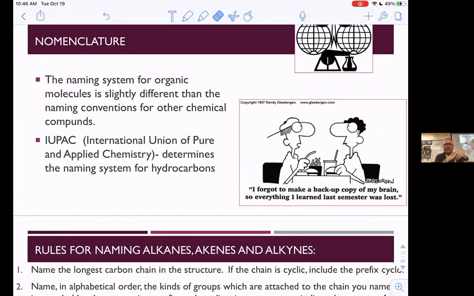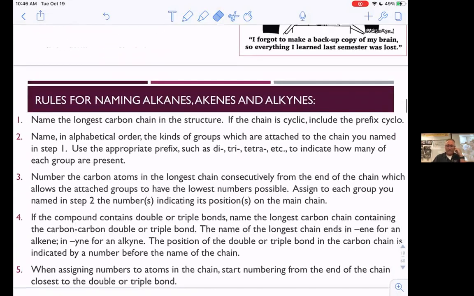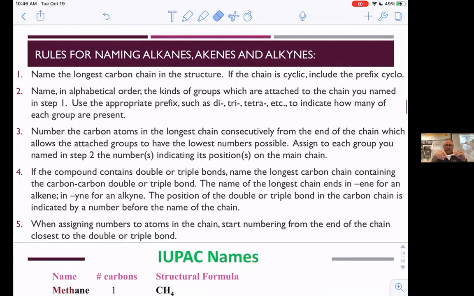Okay, so the nomenclature for this, the way to name these, is International Union of Pure and Applied Chemistry, which is what IUPAC stands for. They're the ones who determine our naming system for hydrocarbons. And we'll go through these rules, even though I've explained a few of them as we went through the PowerPoint. For naming alkanes, alkenes, and alkynes, you name the longest carbon chain in the structure first. If it's cyclic, you're going to use cyclo, but if it's 5 carbons long, you're going to call it pentane, if it all is single bonds.